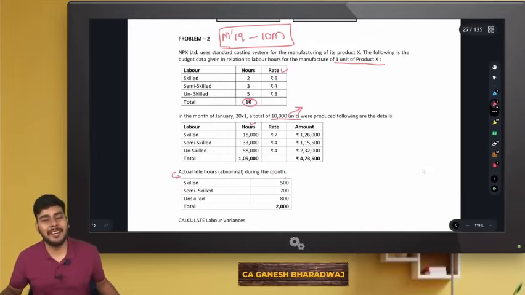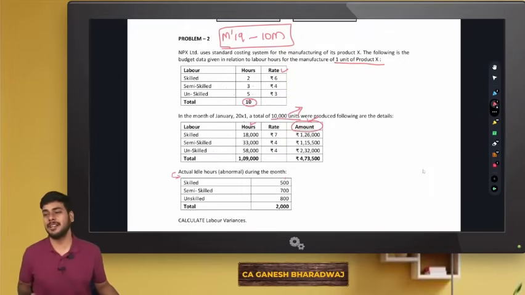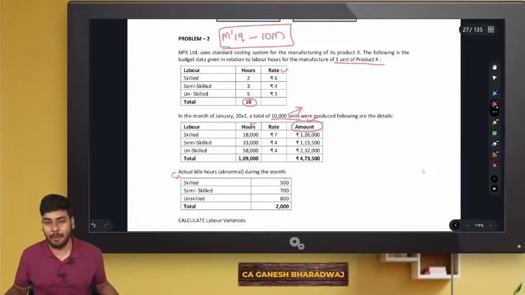They have arrived at the amount. When will you arrive at the amount? Only with respect to the hours paid. Rohini, are you getting it? They have given the amount. They have multiplied the actual hours with the actual rate. Meaning what? This is actual hours paid only, no?